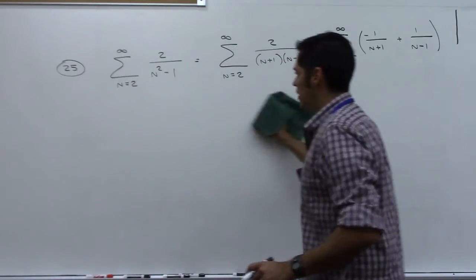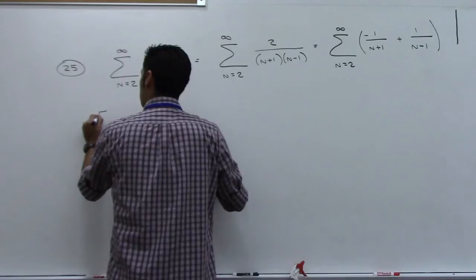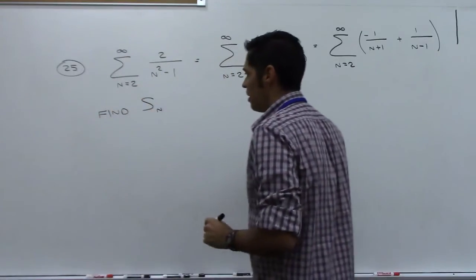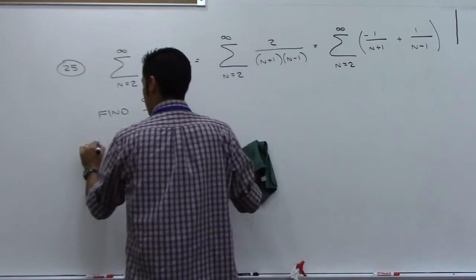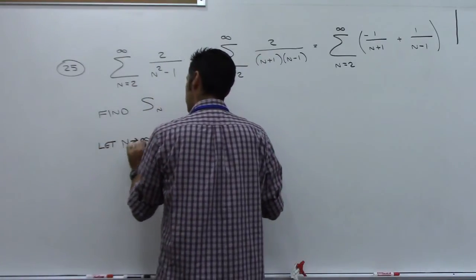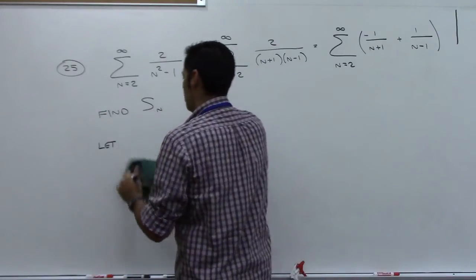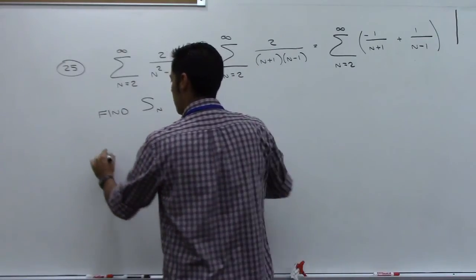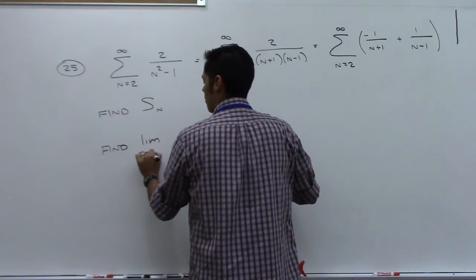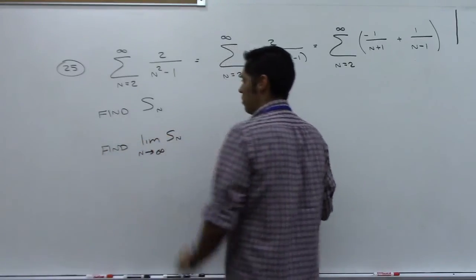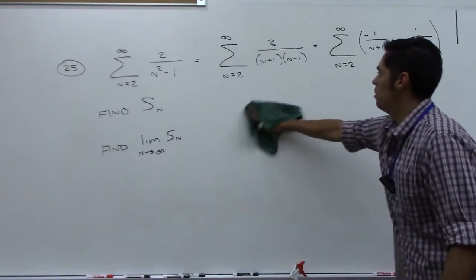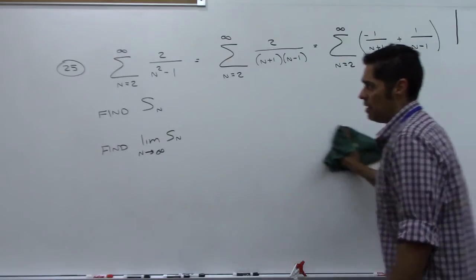You first find S sub n, which is the nth partial sum. Once you find out what that is, then you let n go to infinity. Or in other words, you find the limit as n goes to infinity of that nth partial sum. So we've got two steps here. Let's do the first step. Let's find S sub n.